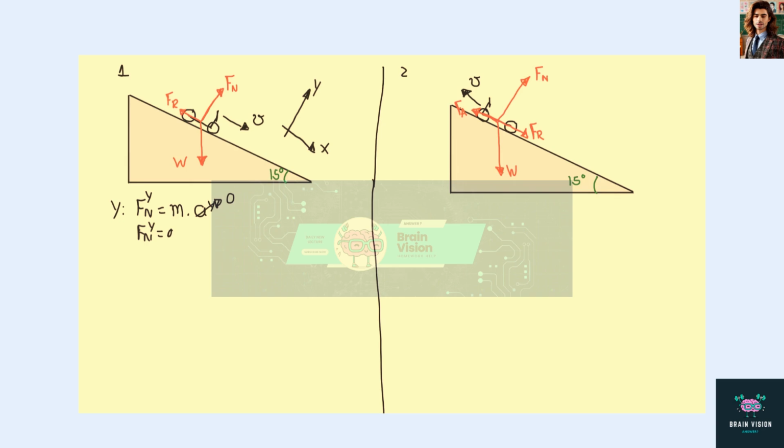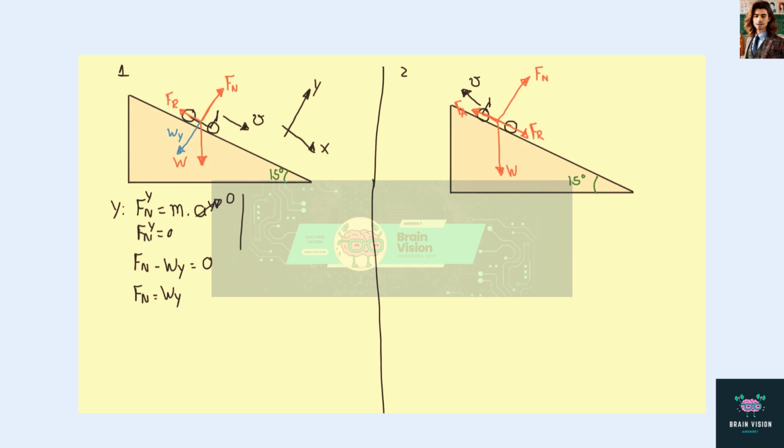And the net force is composed by two forces in this direction. We have the normal force, which is pointing to the positive y direction, and we also have a component of the weight force, which is pointing to the negative y direction. Let me call this W component y. So the normal force minus the weight component y should be equal to 0. Then the normal force is equal to the y component of the weight force.